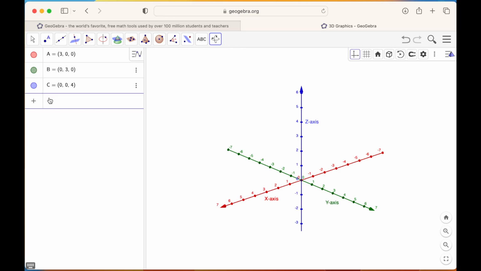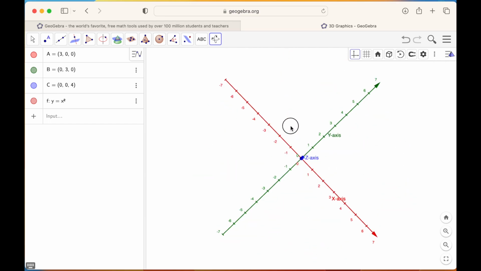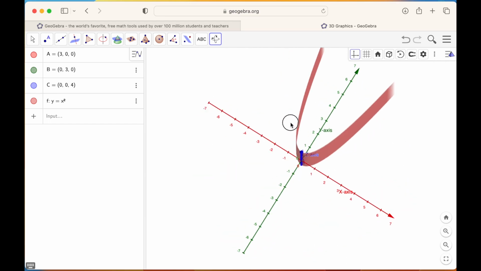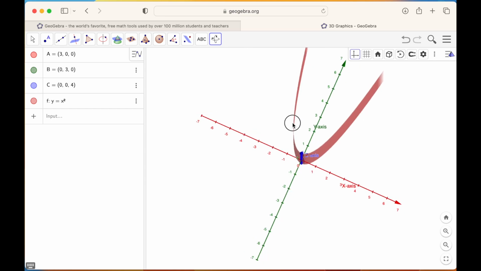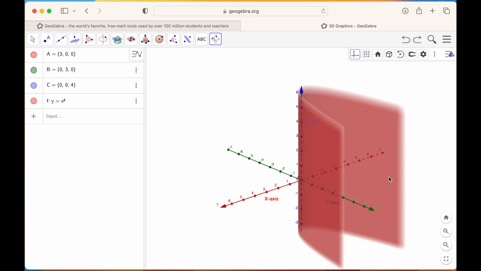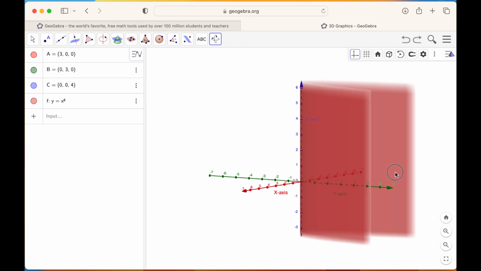So now I'm going to type in Y equals X squared. And there you are. This is our parabola along the X and Y axes. Oh, there it is. That hugs the positive Y axis, as we saw on our hand-drawn sketch. It just kind of goes along forever, parallel along the z-axis.